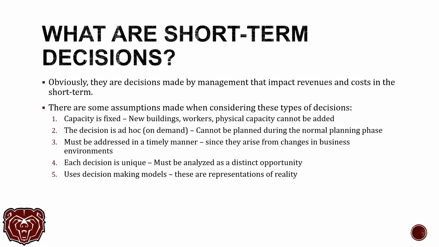Okay. Then we got to realize that each decision is a unique decision in and of itself. So you've got to look at it as a distinct opportunity when you're doing your analysis, when you're building your model for it. Each one's got to be a distinct opportunity. And then finally, we're going to use decision-making models. These models are simply just representations of reality. So what we're going to be able to do is plug things in, and we'll see at the end of this chapter when we talk about our variables and changing the variables in our cost, volume, profit analysis. That's exactly what we're doing, is we're simply using a model to represent what could really happen.